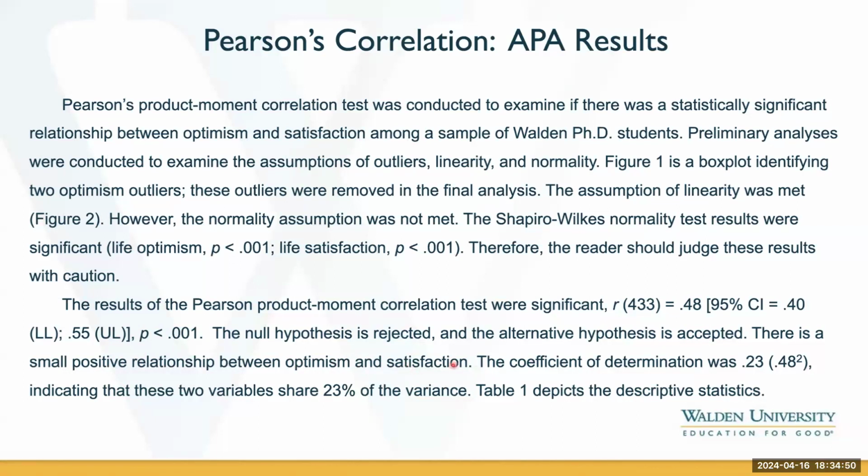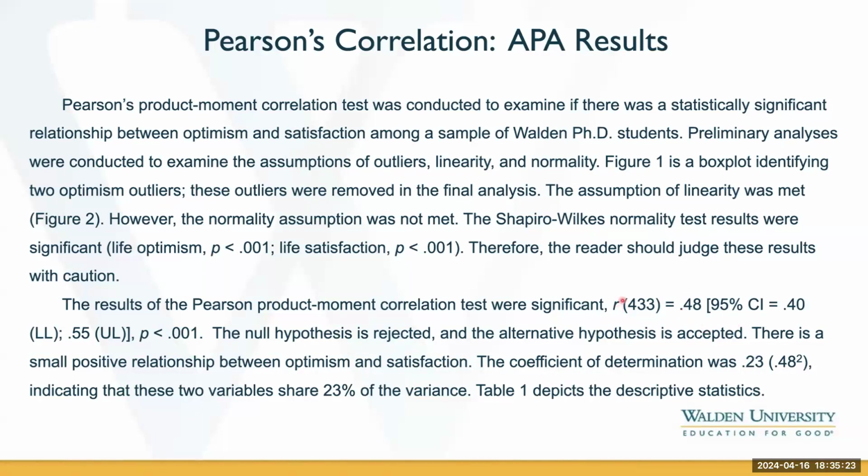Now, recall from the t-test and the ANOVA that we also had to report the effect size. And remember, we reported Cohen's D. Well, for the Pearson's product moment correlation test, we don't worry about Cohen's D. We worry about something called the coefficient of determination. And that's the same thing, the effect size. And that was 0.23. Now, how do I come up with 0.23?